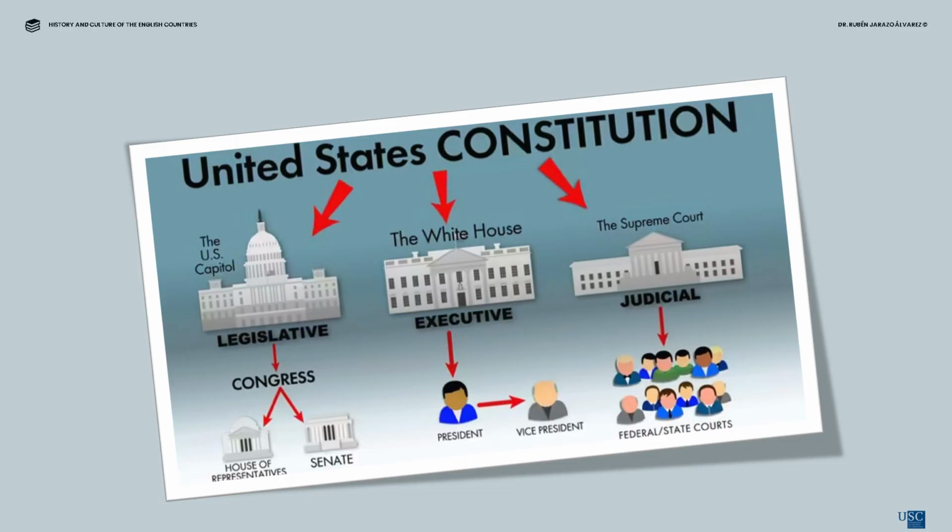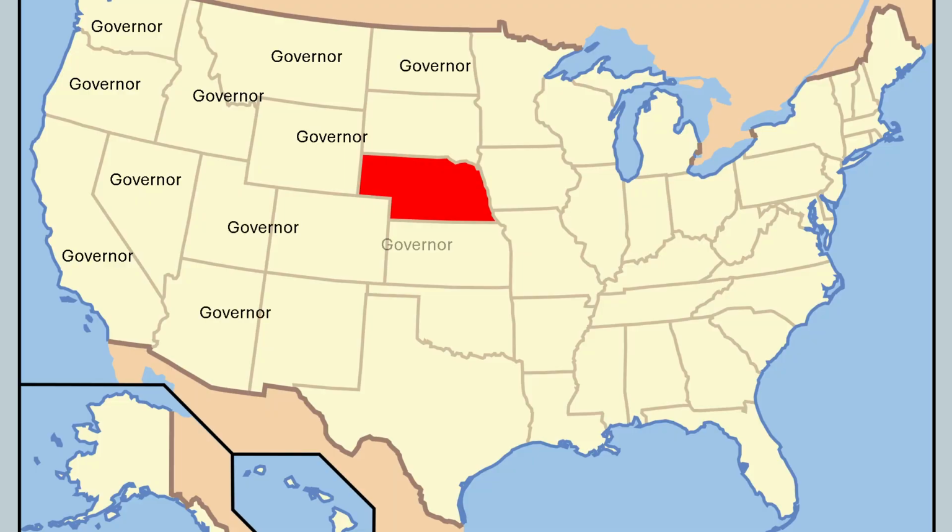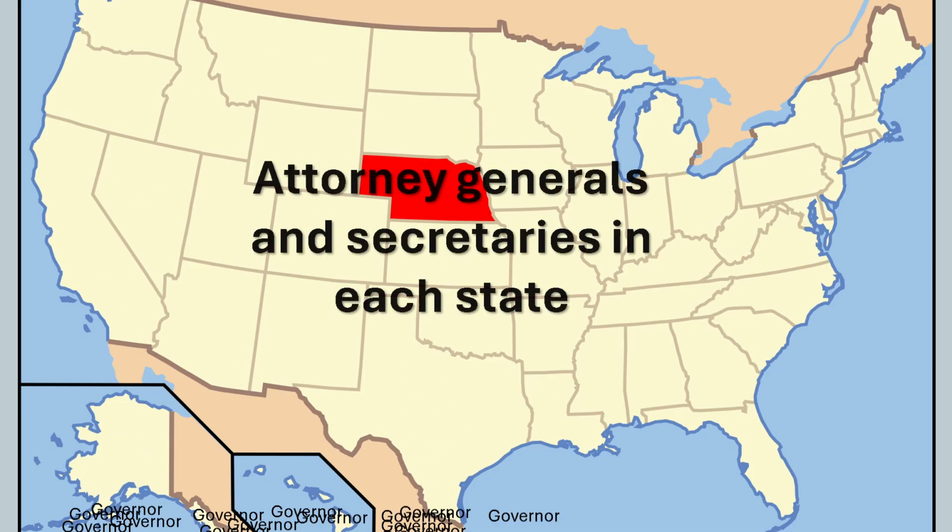Every U.S. state mirrors the federal model with its own executive, legislative, and judicial branches, and its own written constitution. In the executive, a governor is directly elected in every state. Many states also have a lieutenant governor, an attorney general, and a secretary of state, though the exact titles and methods of selection can vary.